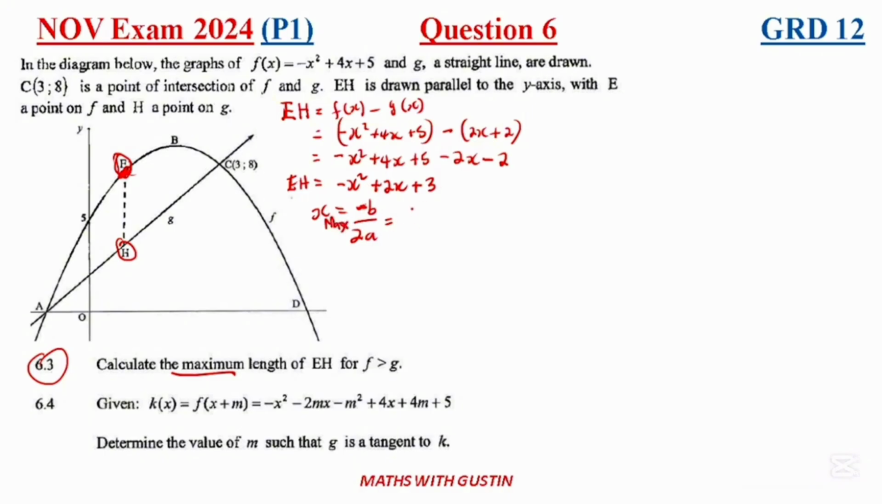This will be the x at maximum. So it's going to be negative in brackets 2 all over 2 times minus 1, which gives us positive 1. Therefore, you come back here and say, okay, EH, if you substitute this x value into the function, what do you get? Minus 1 squared plus 2 times 1 plus 3, guys. That's basically what I'm doing now. This will give us a value of 4.